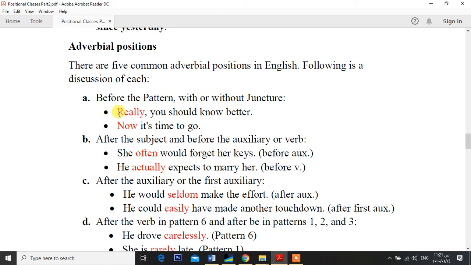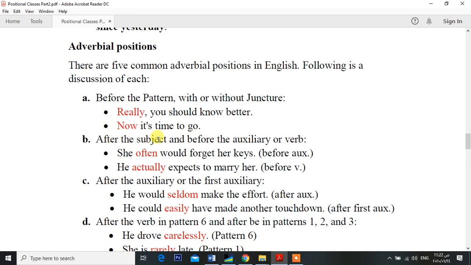Here we have two examples. Really, you should know better. Really is an adverbial position. The second one: now it's time to go. Now also is an adverb, and it takes an adverbial position.